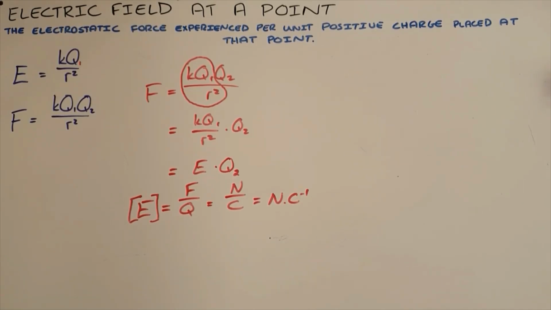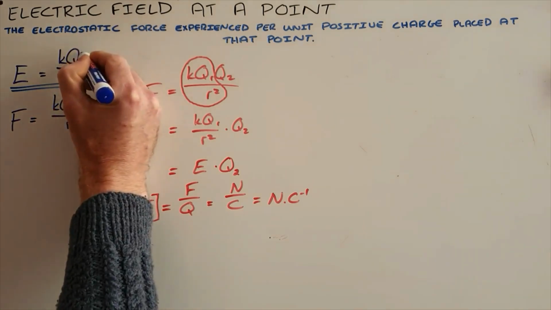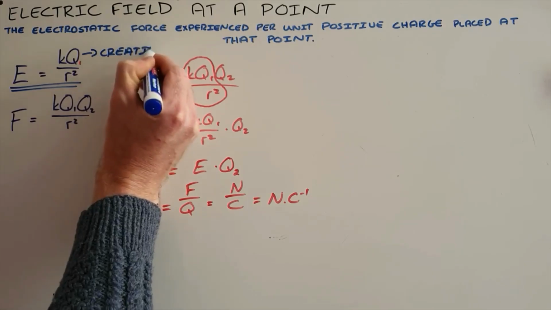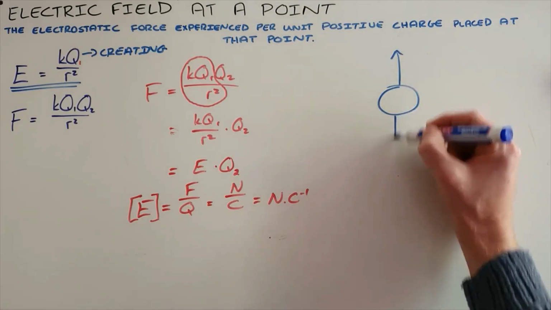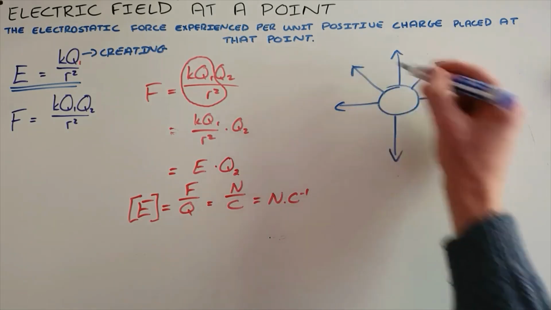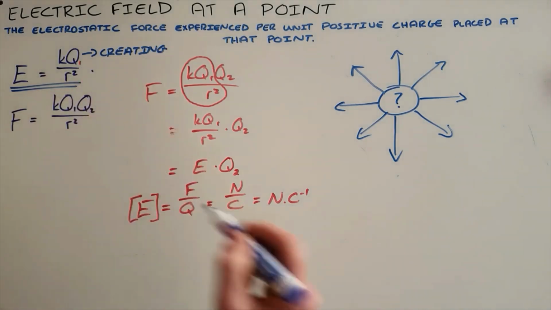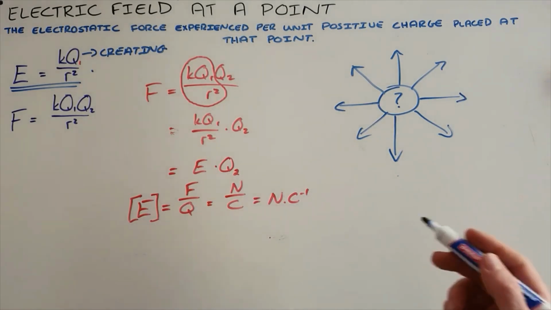It is now very important to be able to distinguish between which electric field formula to use at which time. Very simply, this electric field formula is used when you are given the charge that is creating the electric field. It is the charge that is making the electric field around it. We remember that the electric field is the region in space around a charged object. And so when you are given the magnitude of that charge, we would use this formula to determine the electric field at a distance from that object.